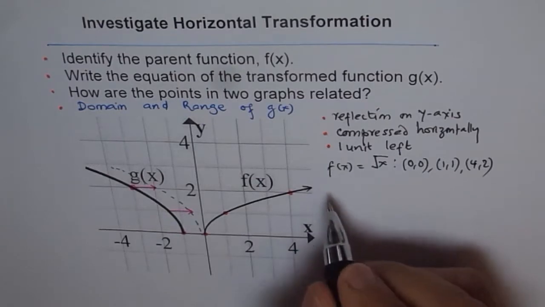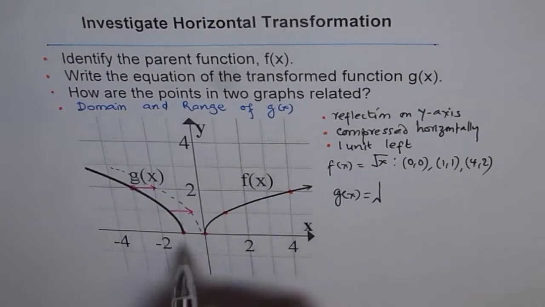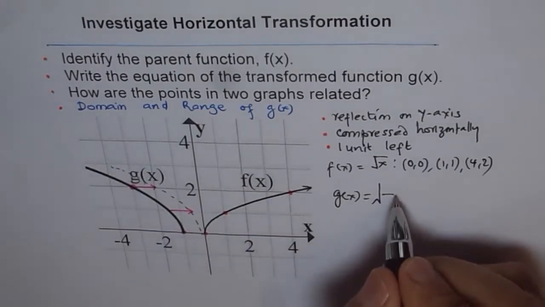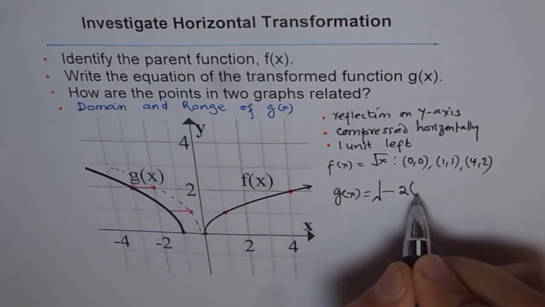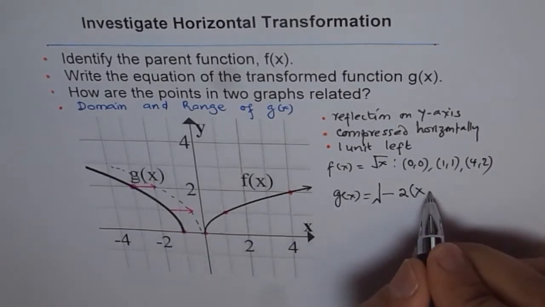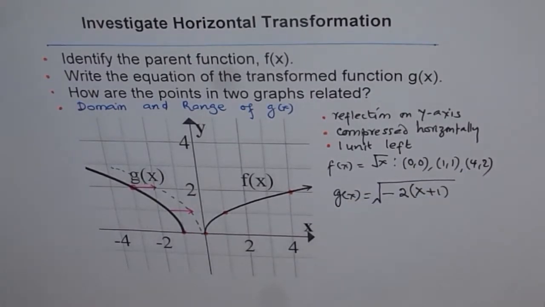Therefore, you can write g of x now very clearly. That g of x is a reflection, which is minus. Second, horizontally compressed by a factor of half. That means k will be 2 times x, and you know it is 1 unit to left. 1 unit to left means x plus 1, and that is how you get your equation. This is probably the most efficient way of answering this question. Have a good look at it. Again, think about it, and then see whether it is really the best way of doing it.